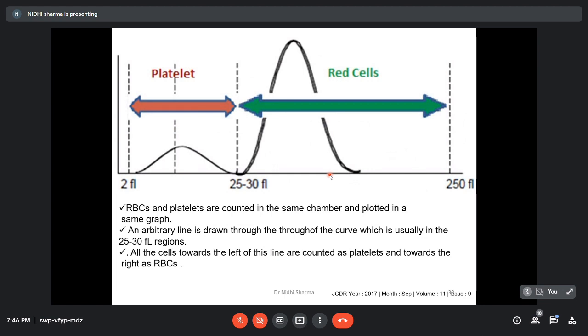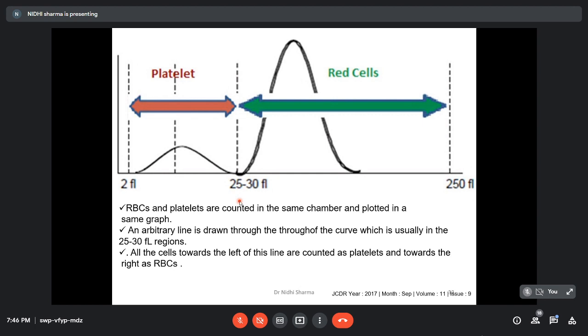So as I told you, the RBCs and platelets are taken care of in a single chamber, which is mostly called the RBC chamber. And if you plot all these cells in a single graph which has an x and a y axis, now we are putting our lower and upper discriminator. The analyzer usually puts a lower discriminator of 25 to 30 femtoliters for RBCs, and the upper discriminator is somewhere around 250 femtoliters. Whereas platelets are recognized as any cell which has a lower discriminator of 2 femtoliters and an upper discriminator of 25 femtoliters.